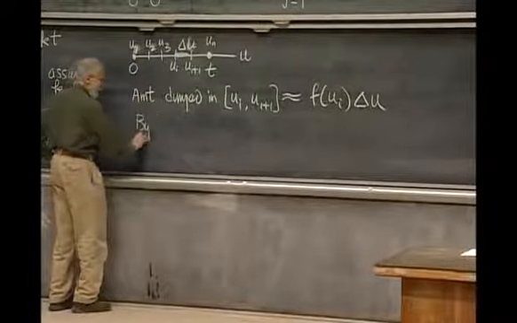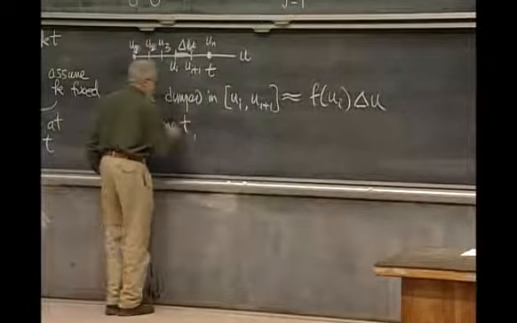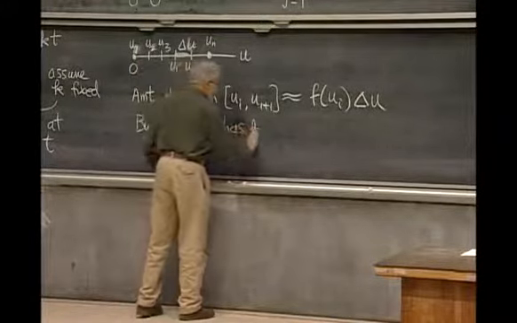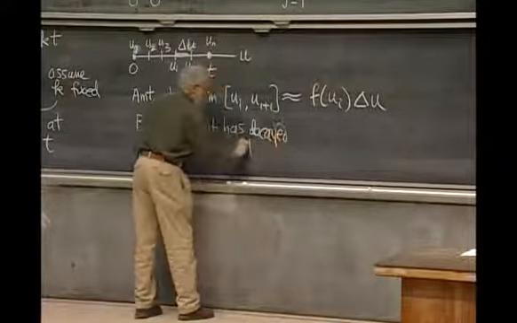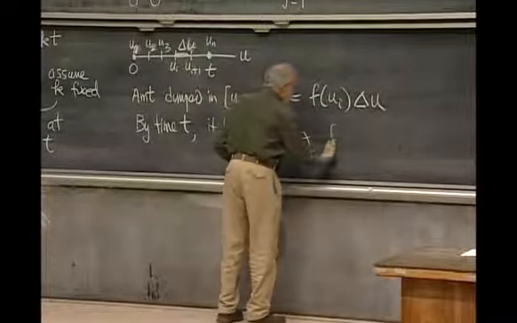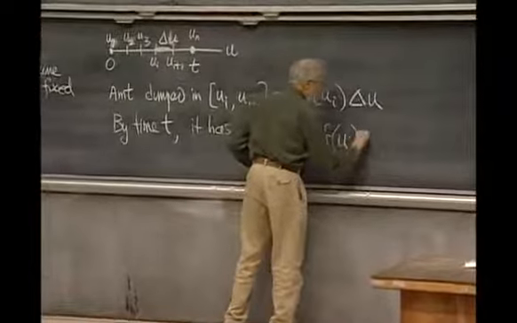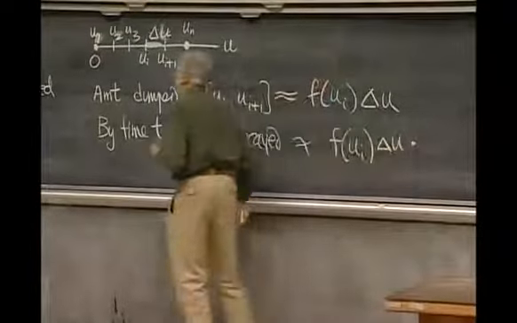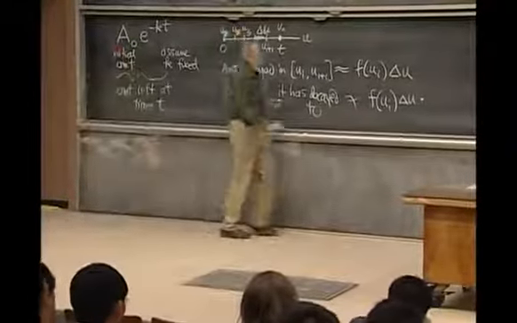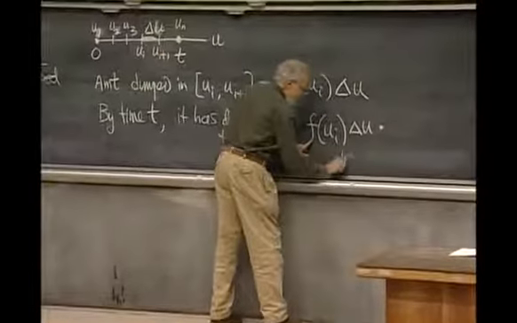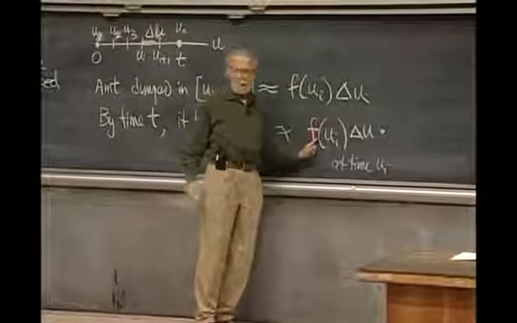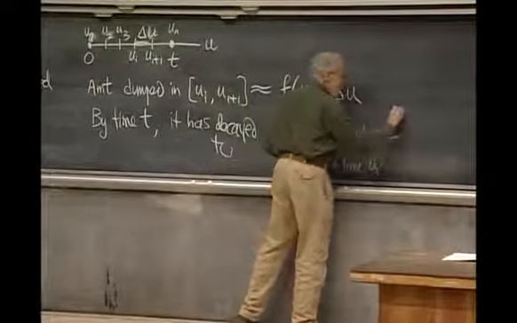By time t, how much has it decayed to? How much is left, in other words? Well, this is the starting amount. So the answer is going to be f of ui times delta u, times this factor, which tells how much it decayed. So this is the starting amount at time ui. That's what was first dumped, and this is the amount that was dumped. Multiply that by e to the minus k times.